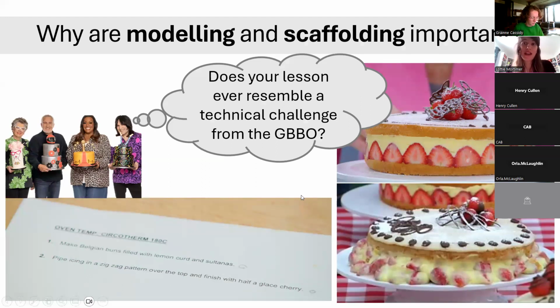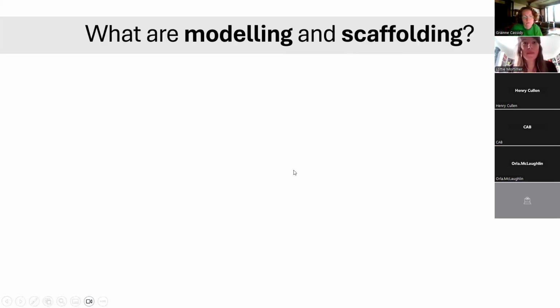Also in the technical challenge, they might be asked to make a fancy cake like this, but they will have never seen it before. They're not given a model of what to aspire to. They're not shown how to do it. And sometimes you end up with cakes that look a bit of a disaster. So to avoid this in our classroom, it's really important that we include modelling and scaffolding.